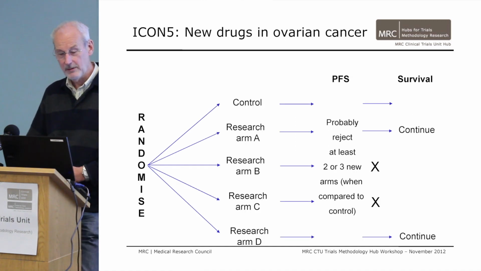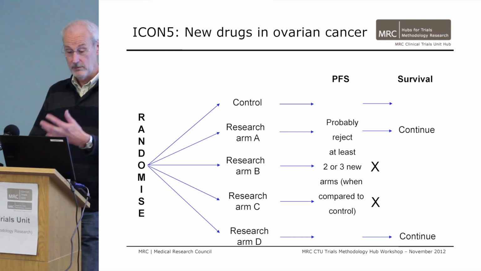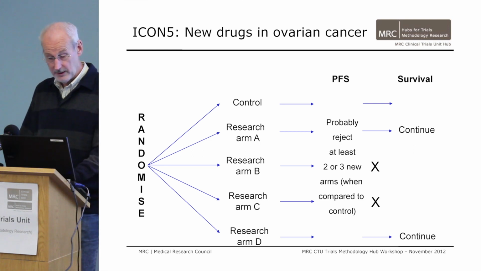This is the generic MAMS diagram that's been around for about 10 years. It essentially shows what Max showed in his diagram. There you can see you've got the control and 4 research arms going to a PFS assessment stage. Some of them may continue and others not, and then the ones that continue are tested at the end. So that's in essence a MAMS design for 2 stages.